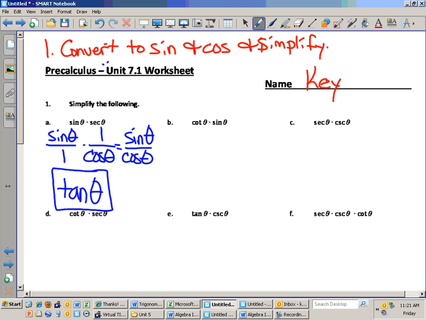What do you think? Not too bad. Let's try another one. Cotangent. That's not written in terms of sine and cosine yet. How could I do that? Cosine of theta over sine of theta times sine of theta over 1. What happens? Sines cancel. You're left with cosine of theta over 1, which is just cosine of theta.